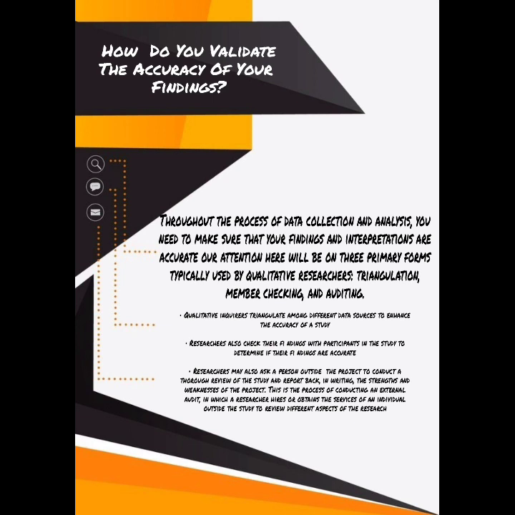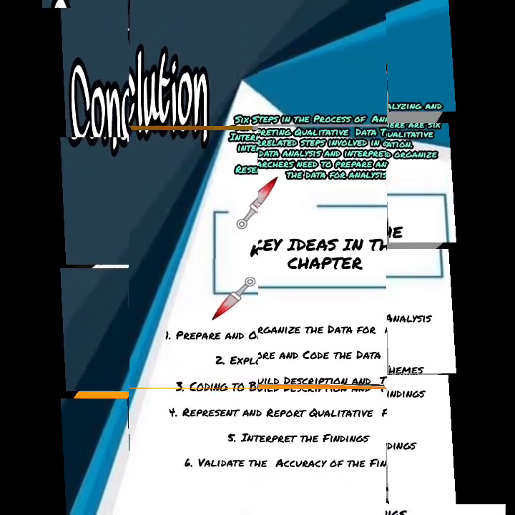The last is that researchers may also ask a person outside the project to conduct a thorough review of the study and report back in writing the strengths and weaknesses of the project. It is the process of conducting an external audit. The researcher hires or obtains the services of an individual outside of the study to review different aspects of the research.